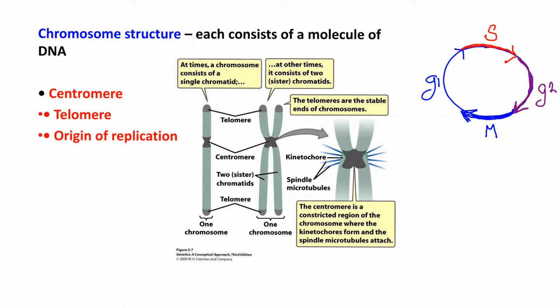So let's now review chromosome structure. We will step back a little bit to chapter 2 and review the chromosome. We know that one chromosome can consist of one chromatid or two chromatids. So when do you find a chromosome which is composed of one chromatid, meaning one DNA molecule?